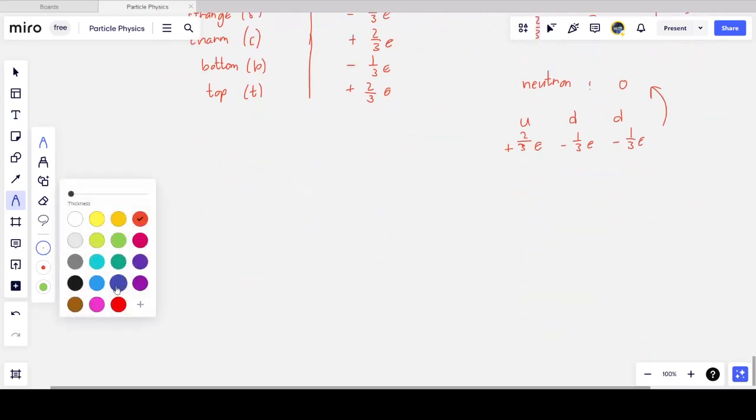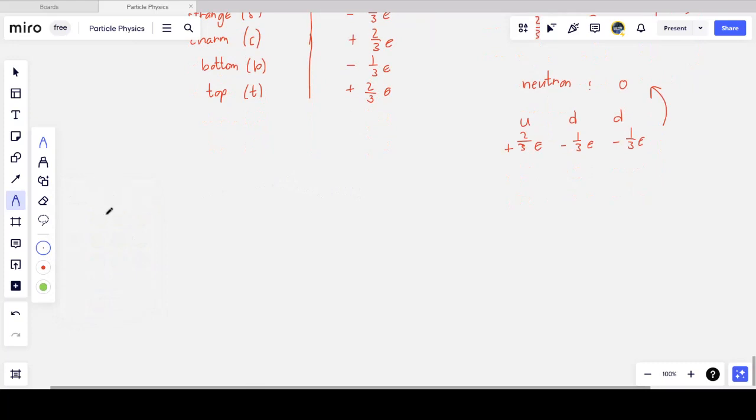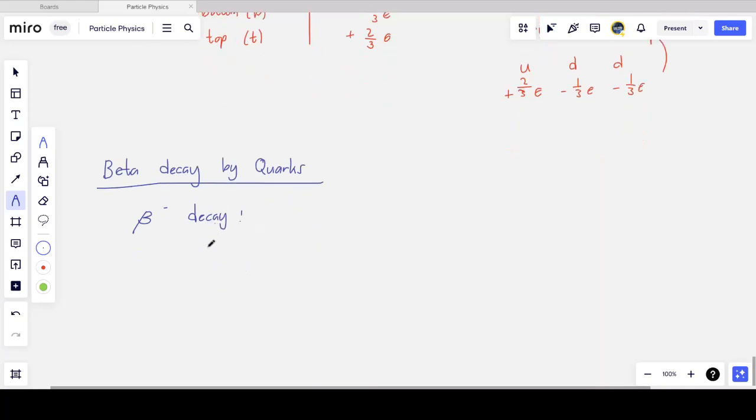And we can actually use this description to explain beta decay. So this description of quarks can be used to explain how beta decay occurs. So let's look at beta minus decay. So for beta minus decay, we said a neutron, n 0 1, becomes a proton, 1 1.